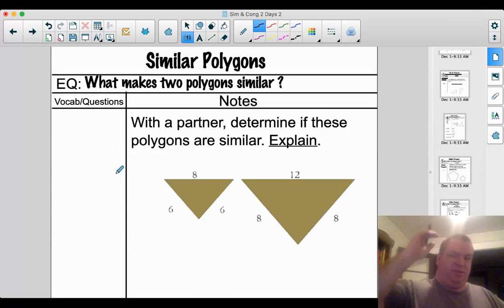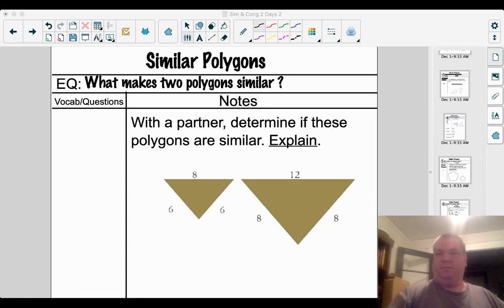All right, why don't you try this one on your own? Determine if they're similar. We're assuming they're the same shape, but check the sides, see if the sides are proportional. When you're ready to go, click resume.